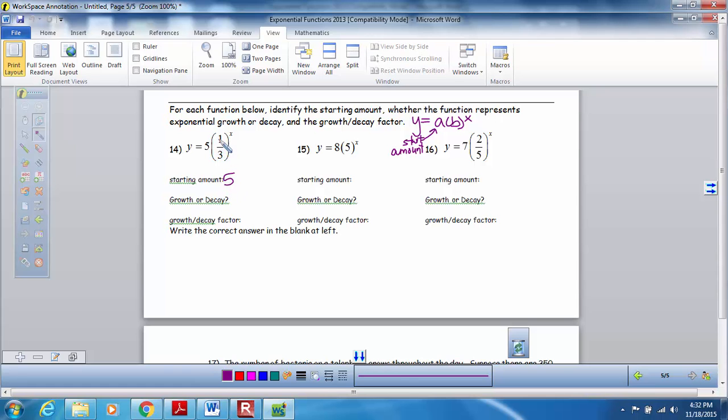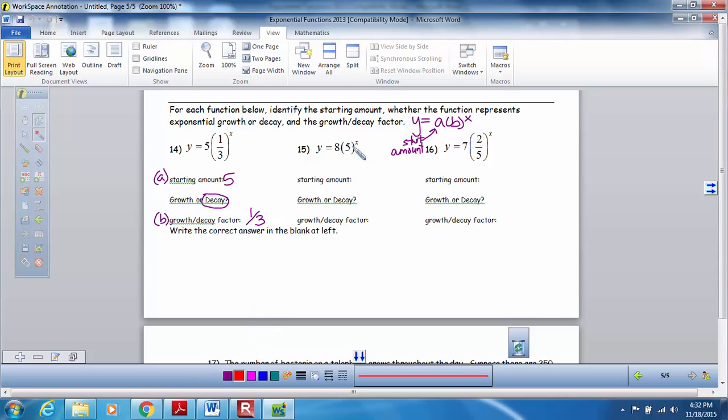If you don't know whether 1/3 is greater than 1 or less than 1, so you can tell whether it's growth or decay, divide it in your calculator. If you divide 1 by 3, you realize that it is smaller than 1, and so therefore this would be decay. And then its growth or decay factor is just b. So remember that this is b, this is a. So our growth or decay factor would simply be 1/3.